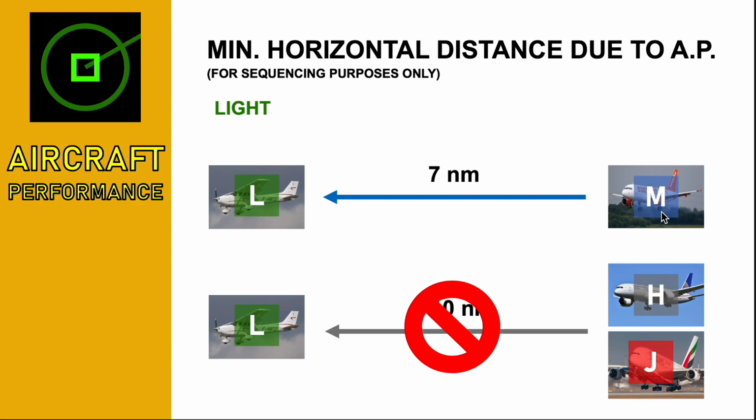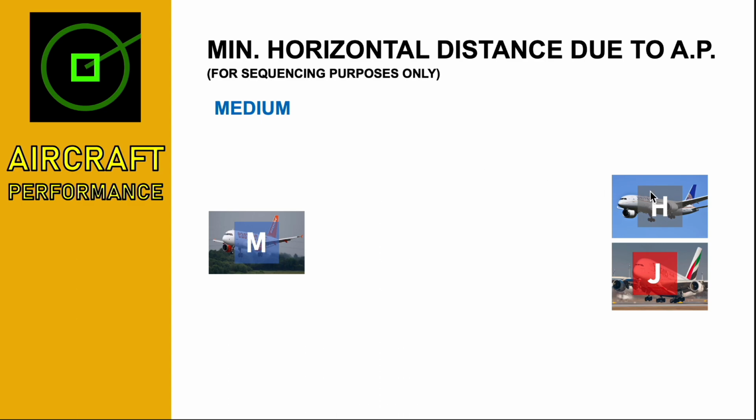So the other situation is when a heavy or super traffic is behind a medium traffic. In this case, we are going to only apply 5 nautical miles. So this is a good thing, because when a medium traffic is behind a heavy traffic due to wake turbulence, it is 5 nautical miles. When a heavy traffic is behind a medium traffic, it's 5 nautical miles, but because of aircraft performance. Of course, it's not the same situation with the super, but you already got it.